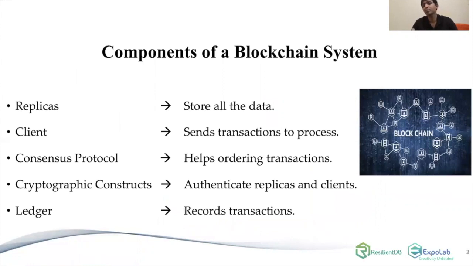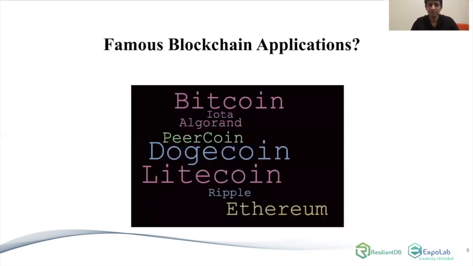What are the key components of a blockchain system? A blockchain system includes replicas that store all the data. It has clients that send transactions to process. It has a consensus protocol that helps to ensure the client transaction is ordered across all the replicas. It has cryptographic constructs that authenticate replicas and clients, and a ledger that records transactions. This ledger is also the blockchain.